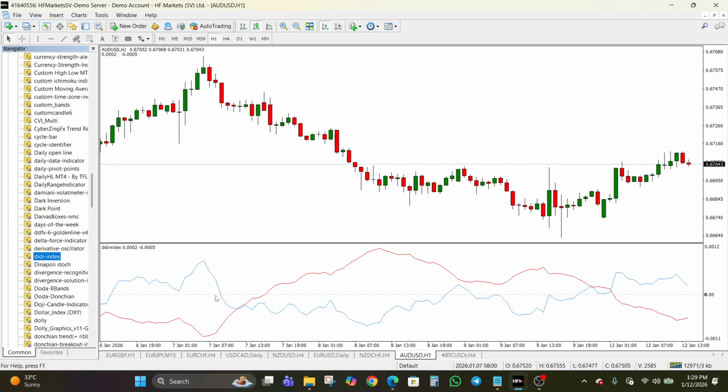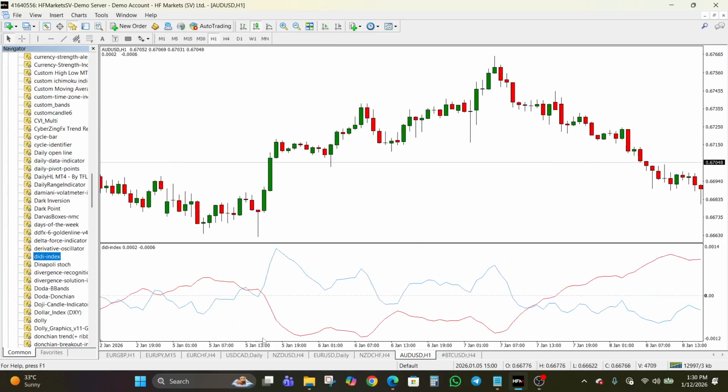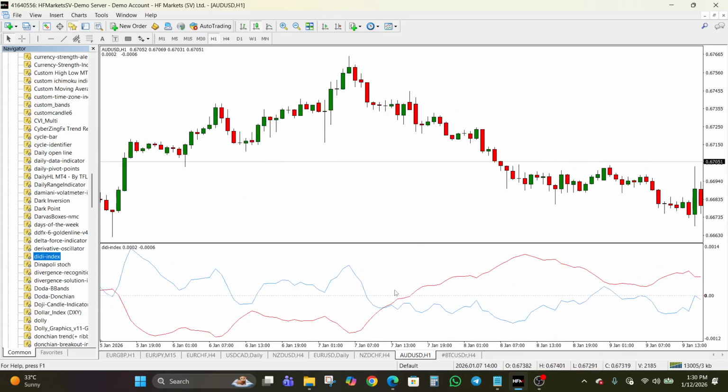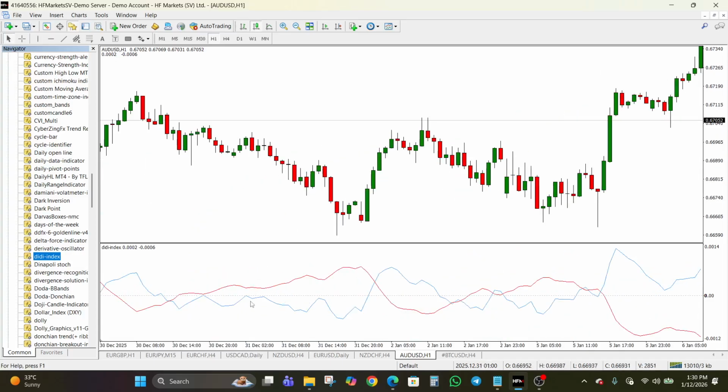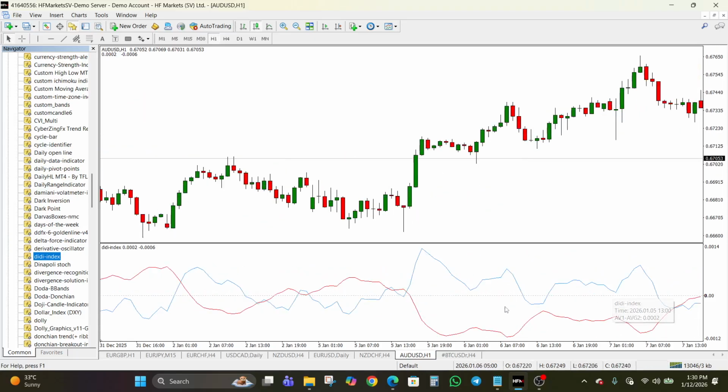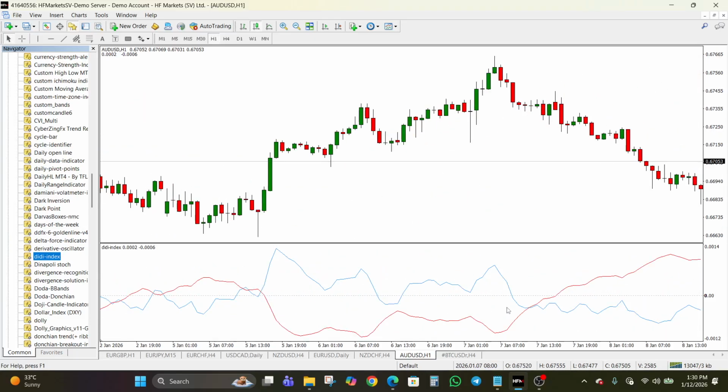Basically, when you notice that the blue line is above the red line, it shows that bullish momentum is prevailing. But then when the red line crosses above the blue line, it shows that bearish momentum has taken over. So when the red line is above the blue line, you should be looking for sell opportunities. But when the blue line is above the red line, you should be looking for buy opportunities. It's as easy as that.